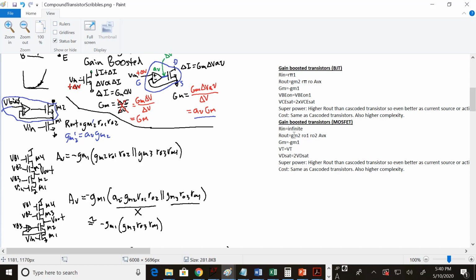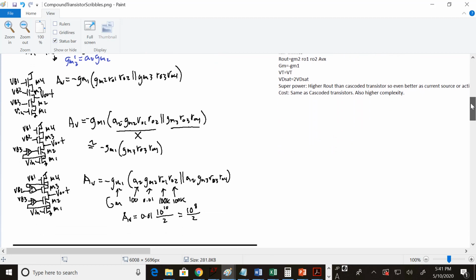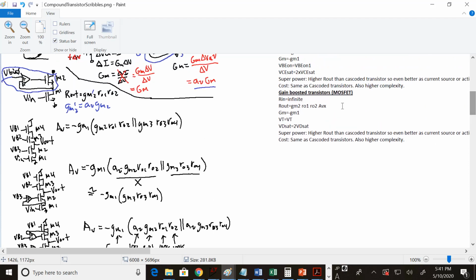Rn, infinite, because it's a MOSFET. R out, this is the whole reason why we use gain boosting, is that the R out increases, and that's because this GM2 gets multiplied by the gain of the amplifier attached to, in this case, the two innermost, well, it's always the two innermost transistors. They will have the gain boosting amplifiers on them. So that's what increases the R out.